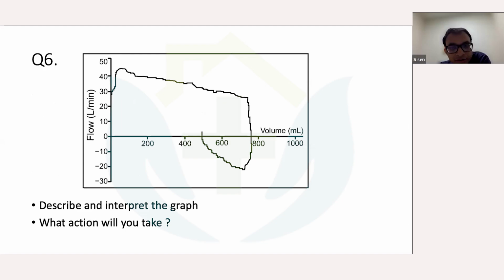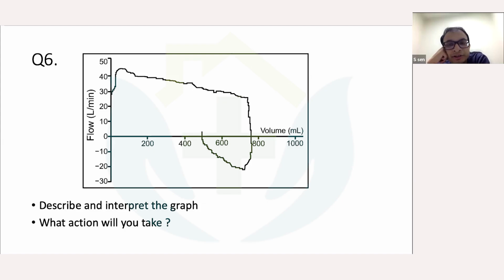Describe this graph and what actions will you take? What is this graph? It's the flow volume loop. We can say that the expiration does not return to zero, so maybe this is a leak. Okay, very good. What actions will you take? Just to check the cuff of the ET tube and check the circuit if there is any leak.